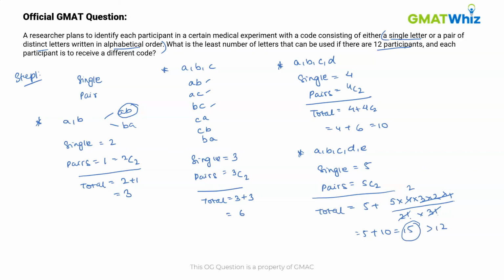So we can say that the minimum number of letters that we need to get such different codes will be equal to 5. So the correct answer is option B.